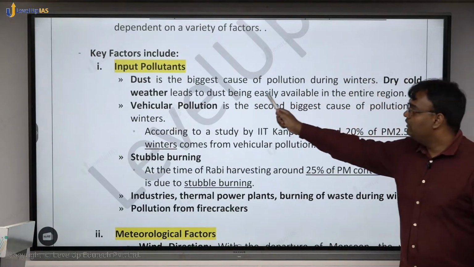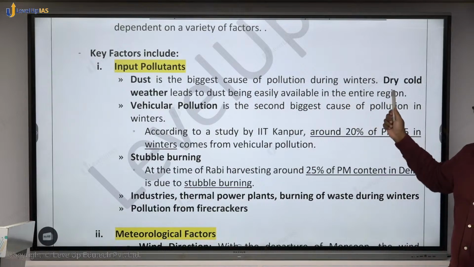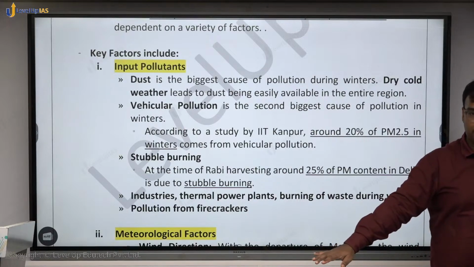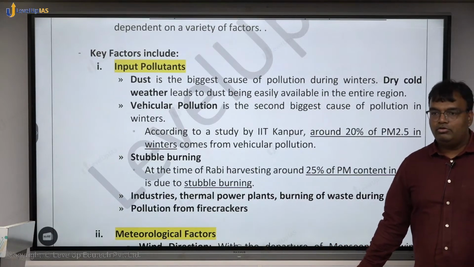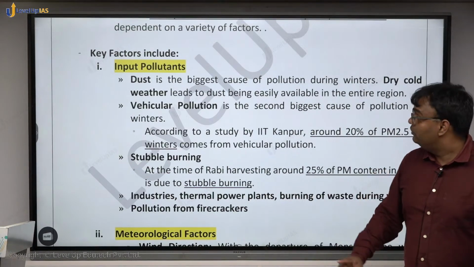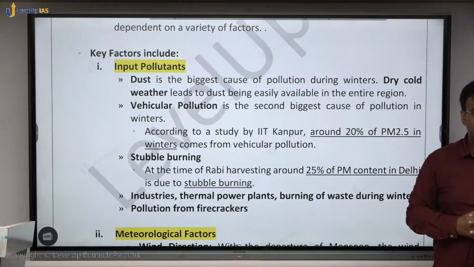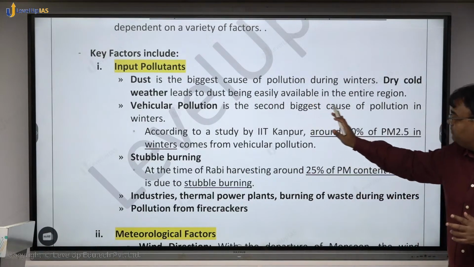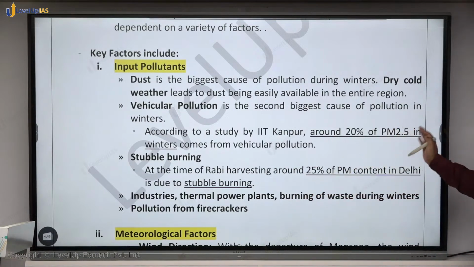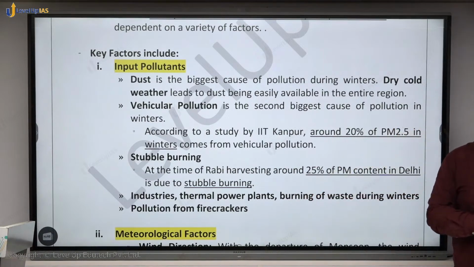Dry cold weather leads to dust being easily available in the entire region. Those places where the ground is covered with grass, there you will not find a lot of dust. Are we getting it? One. Second, vehicular pollution. Vehicular pollution is the second biggest cause of pollution in winters. According to a study by IIT Kanpur, around 20% of PM 2.5 during winters is the result of vehicular pollution.